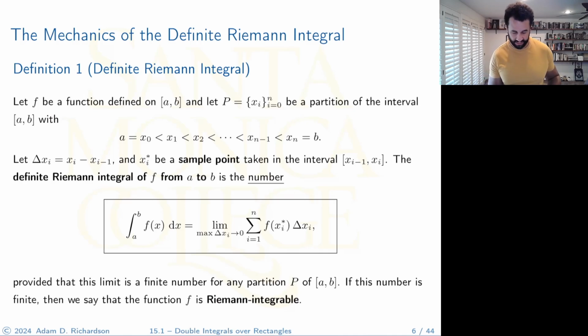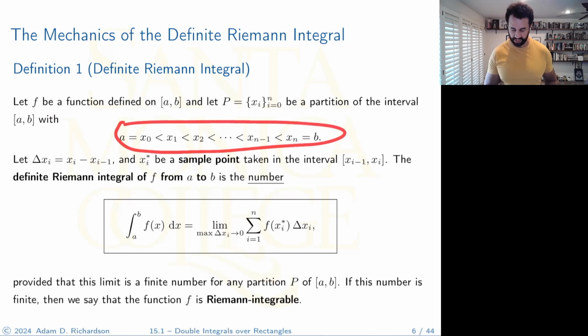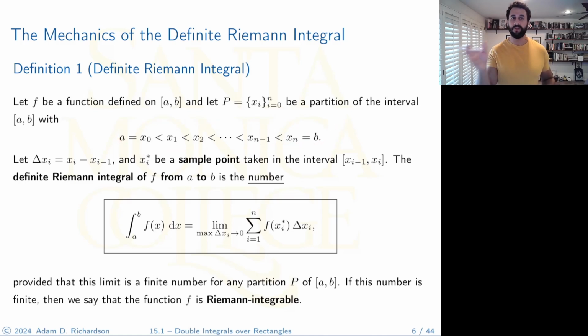Here we go. Let's say you've got a function f defined on some interval a to b, and we're going to let P be a partition of the interval from a to b. A partition is just a list of points in the interval a to b, and the condition on the list is that they're in order. So x0 is the left endpoint, x1 is strictly larger than x0, and you keep going all the way until the nth point in the partition, which will be the right endpoint.